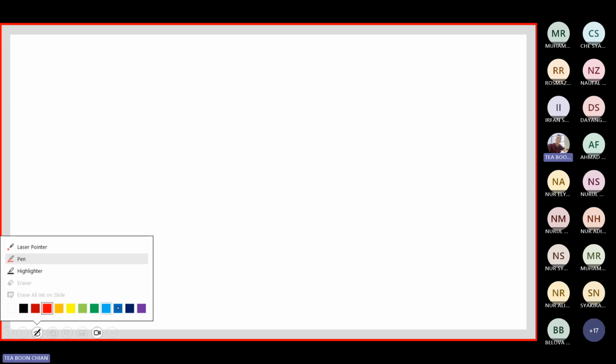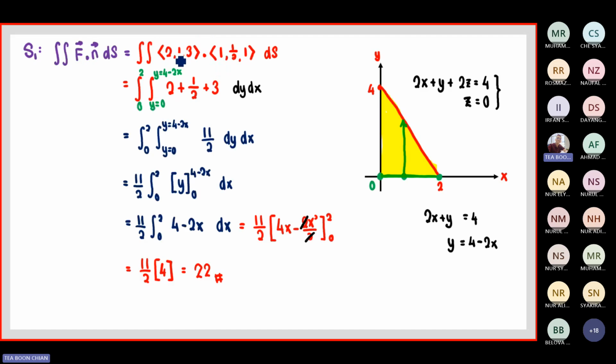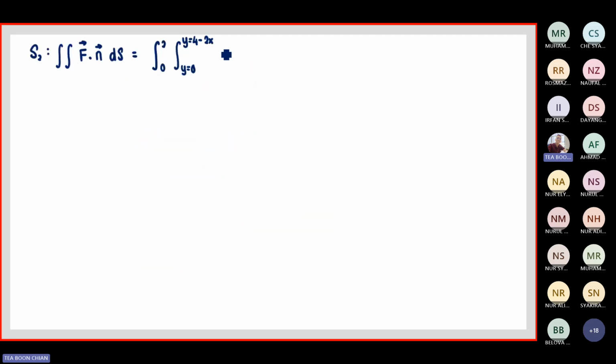So now I'm going to set up first whatever I have done in the previous. So S2, the second flux, is again the double integral of F dot dS, the normal vector n with respect to the surface. So just now I used x from 0 to 2, double integral y equals 0 to y equals 4 minus 2x. Even the vector F will also be the same, 2, 1, 3. So I can just fill in the blank quickly. 2, 1, 3. Dot.